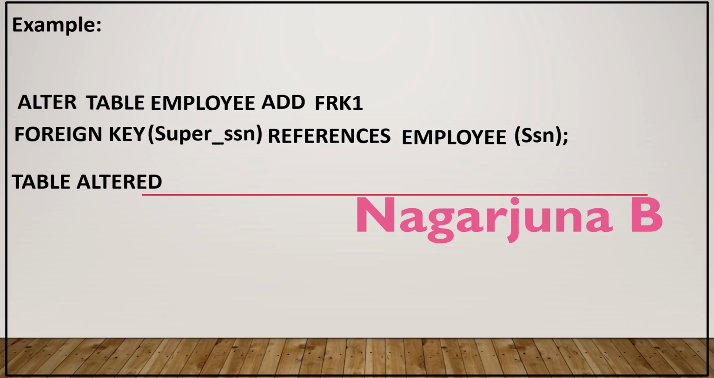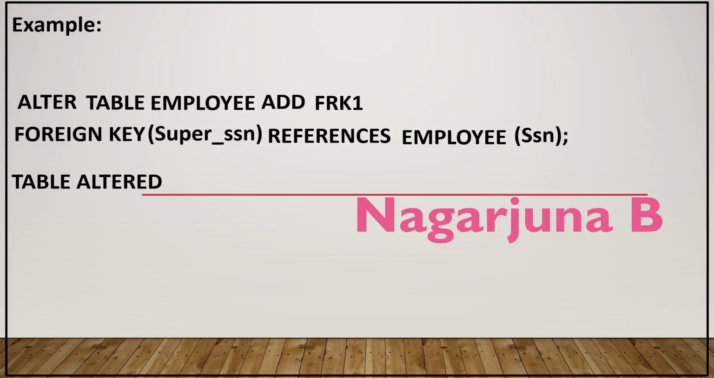Alter table employee, add FRK1, that is a constraint name, foreign key, super SSN. For that one, the column will be referring to the SSN column which is present in the employee table. After that, semicolon. In this way, we can add the foreign key constraint.